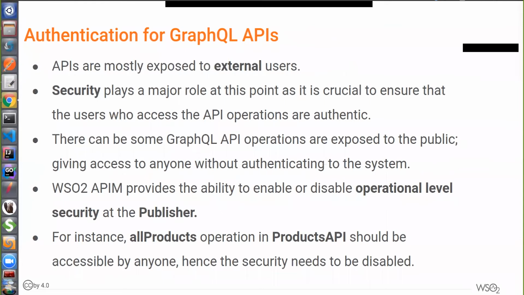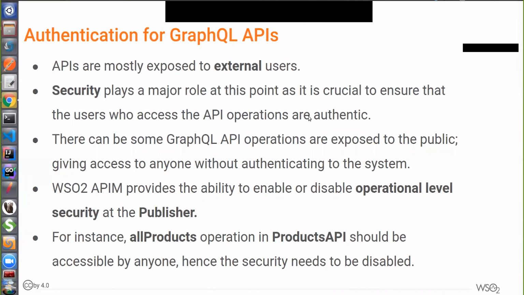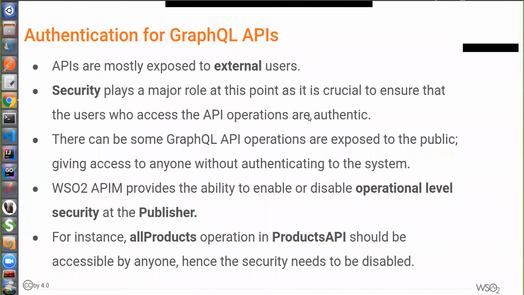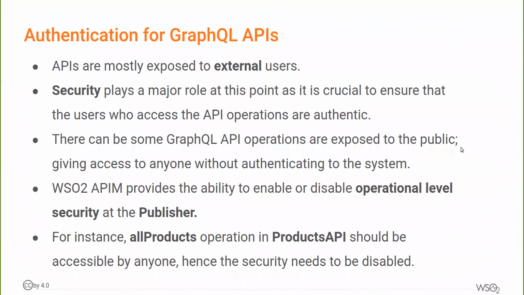In a typical API management ecosystem, there are at least 3 types of parties involved: API developers, application developers, and end users who can see the GraphQL APIs. Since the APIs are mostly exposed to external users, security plays a major role, as it is crucial to ensure that the users who access the API operations are authentic.